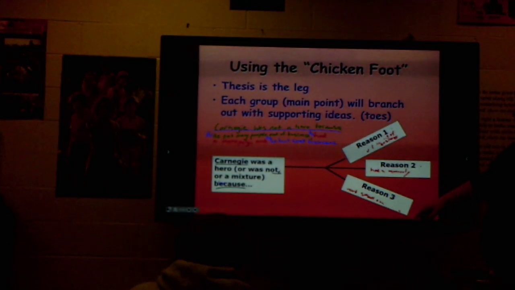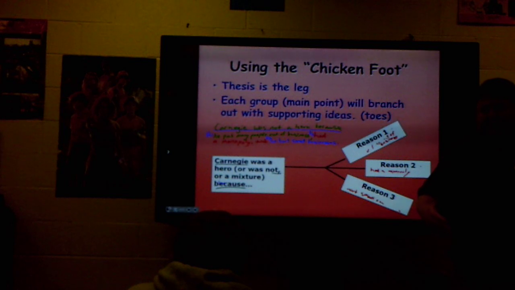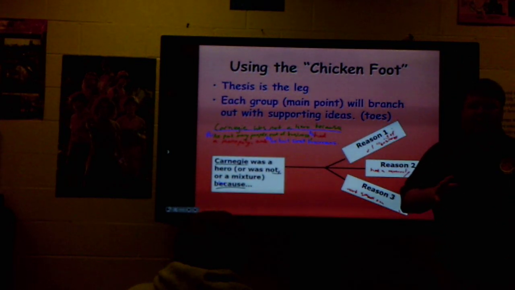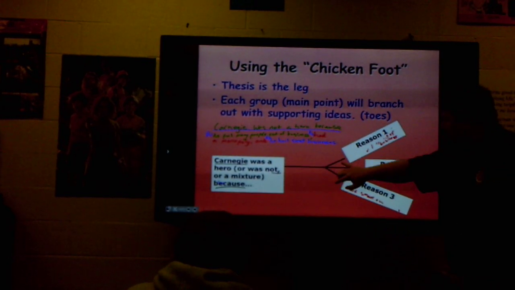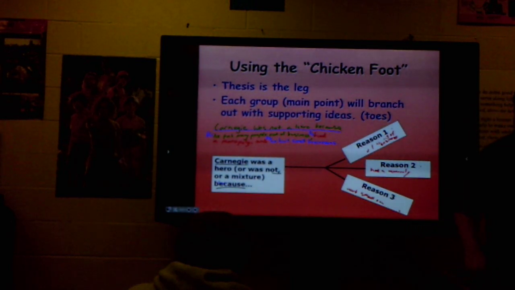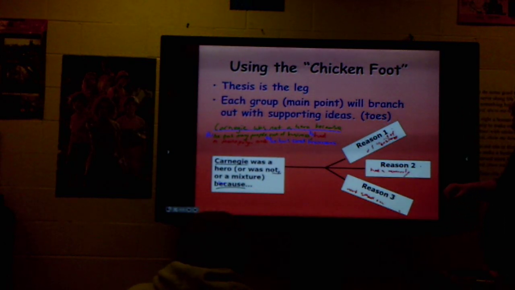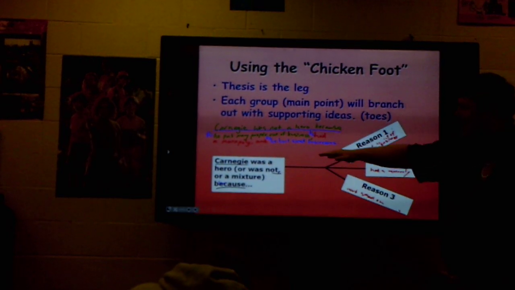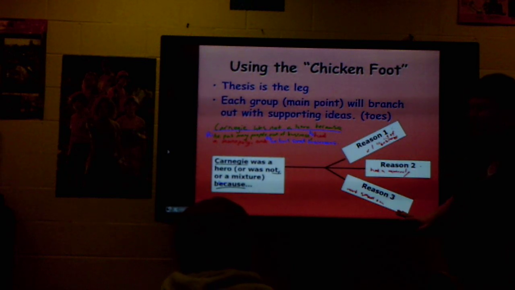Okay? Now this is a way to look at it in a graphical form. How many of you are visual learners? You like to see a visual? Okay? This is what I call the chicken foot. This thing right here kind of looks like a chicken leg, and it's got three toes. All right? By the way, if you get a chicken foot like this from Little Chick, don't eat it. It shouldn't have toes on it. It should have toes. So the chicken foot, the thesis is the leg. And then each main point or reason is going to be the toes.